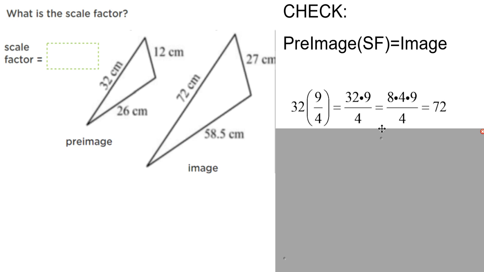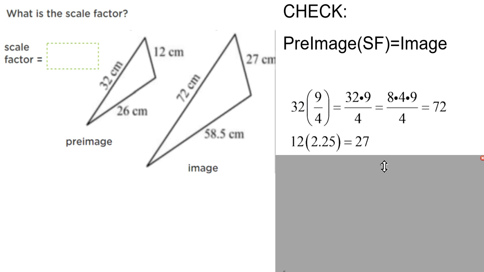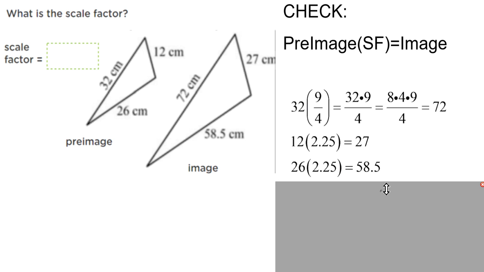That checks out. You could do the same thing with any other of the preimage lengths, multiplying it by the scale factor, whether it's written as a decimal or a fraction, to see if it results. So 12 times 2.25 is also 27, and 26 times 2.25, or your 9/4, is your 58.5. Again, verifying that we have the correct scale factor for our situation.